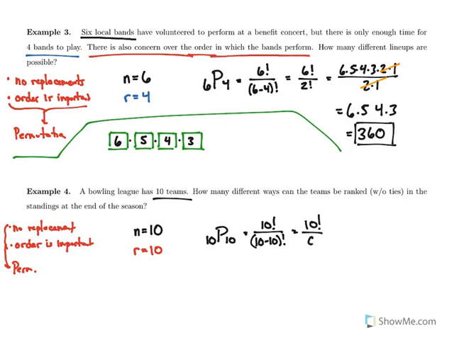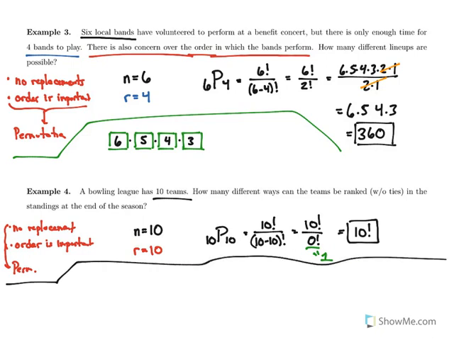10 factorial over 0 factorial. Remember in the last video we called 0 factorial equal to 1 by definition. This is just going to be 10 factorial. There are different ways of doing that.